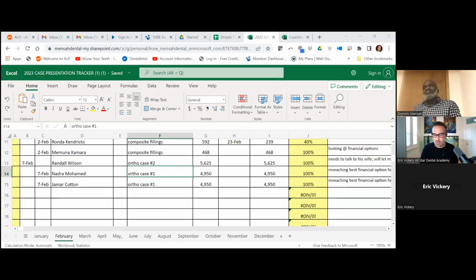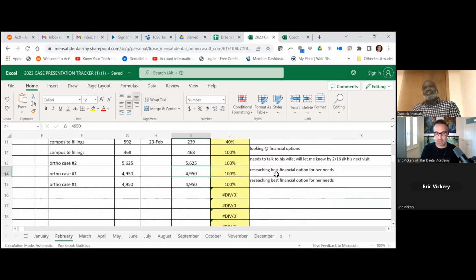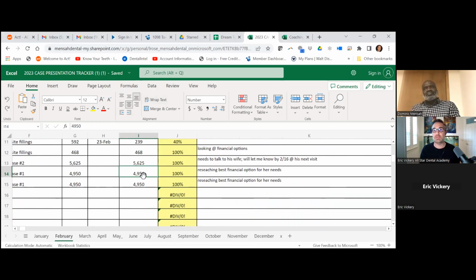Every single ortho case, when we work with orthodontists, we should have 100% case acceptance on ortho because they need it. It's a kid that needs it. And financially, everybody can afford ortho. Why? It's $1,000 down. Let's just do the math. It's $3,950, we'll call it $4,000 left if they put their down payment.